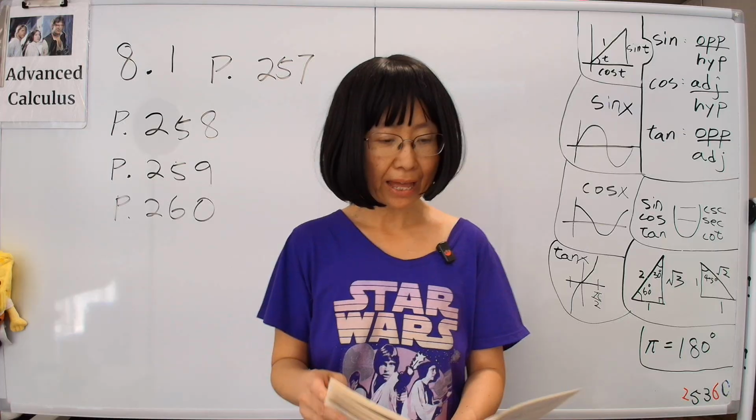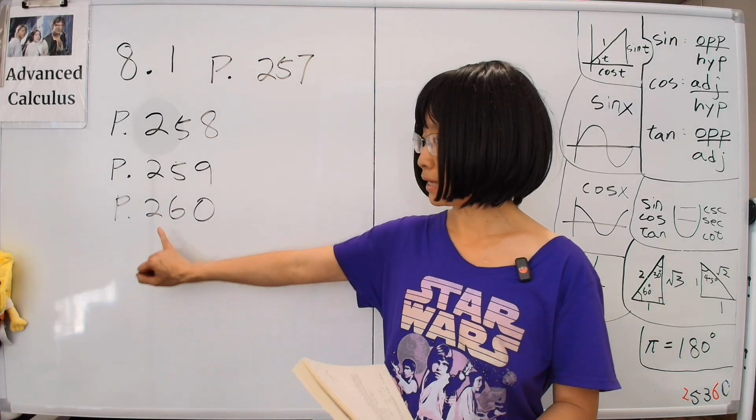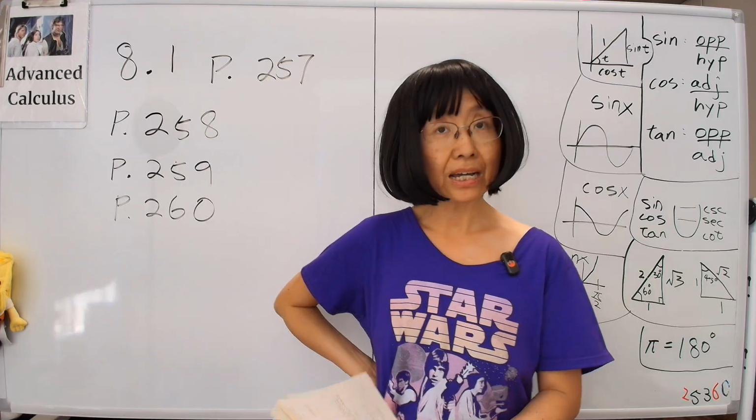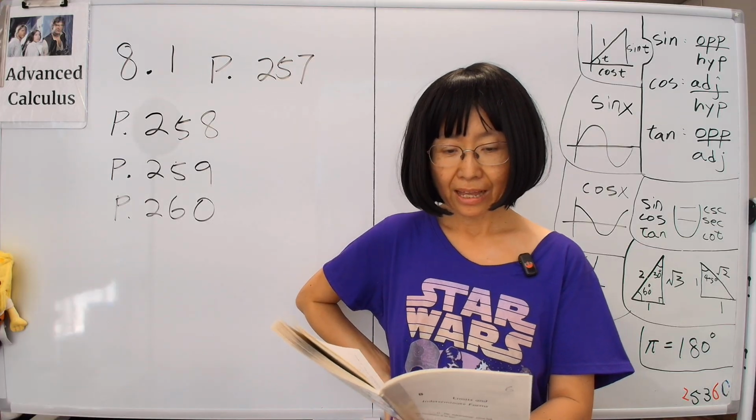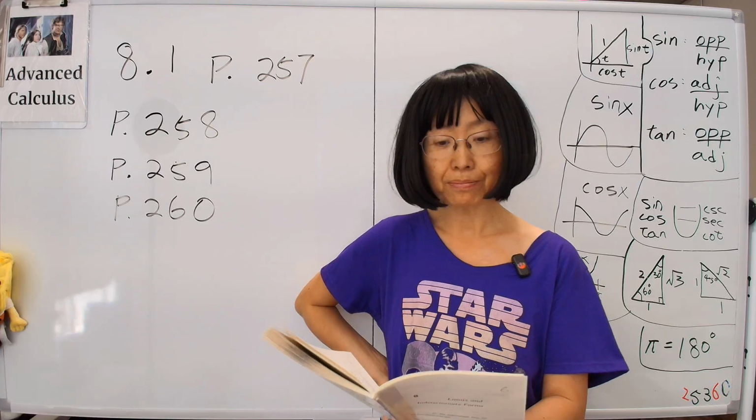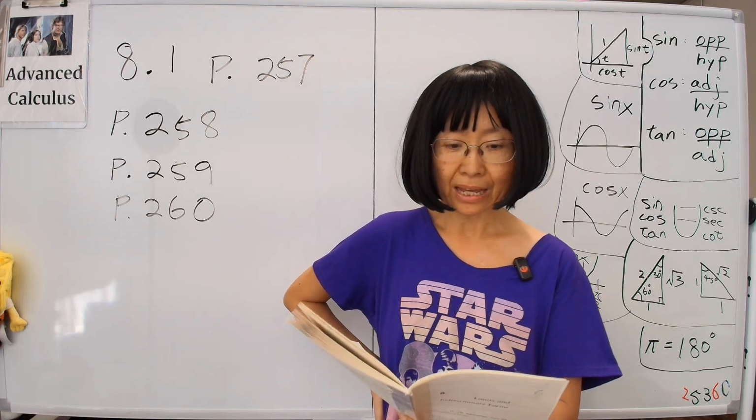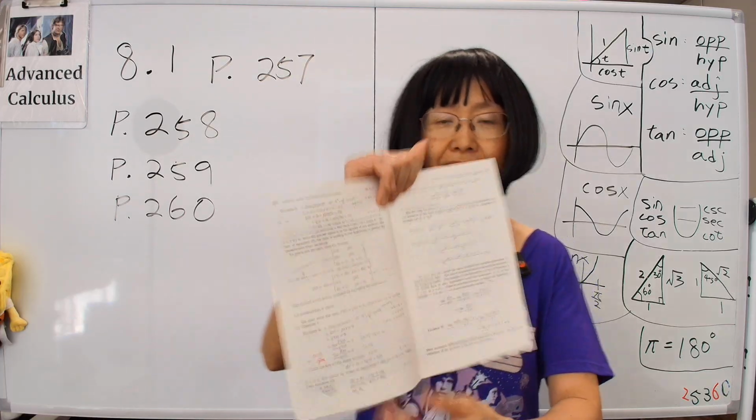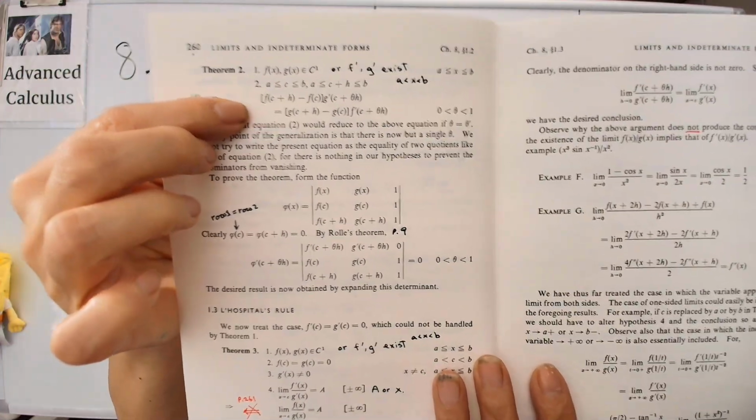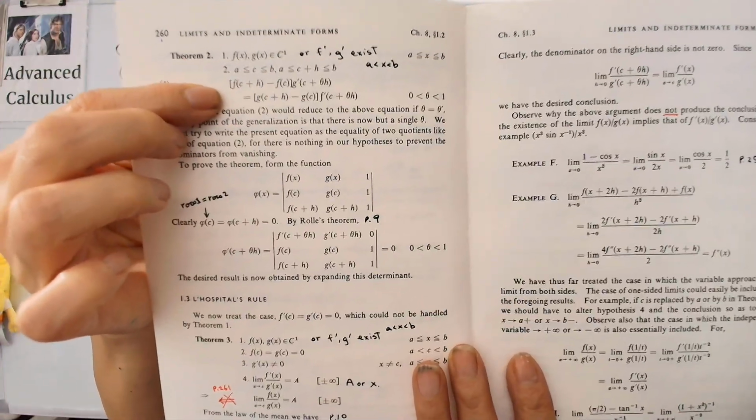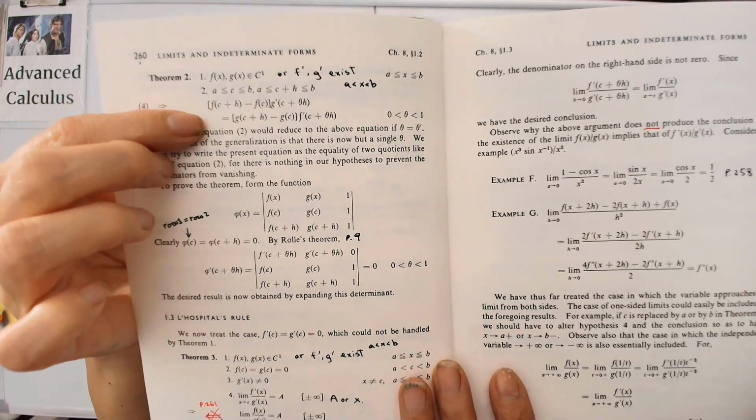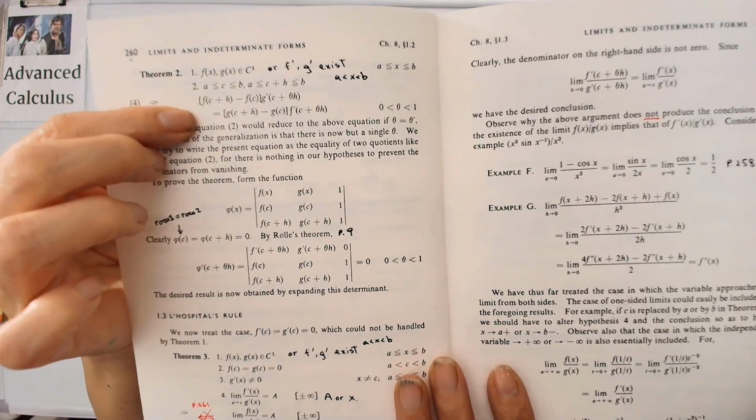So let's look at theorem 2 on page 260. Theorem 2 says f and g are in C1, and c is between a and b, and then c plus h is also between a and b, and then we have this new equation to be true with those conditions. That is, f of c times g of c plus h minus g of c times f of c plus h: the difference of f times g prime is equal to the difference of g times f prime.